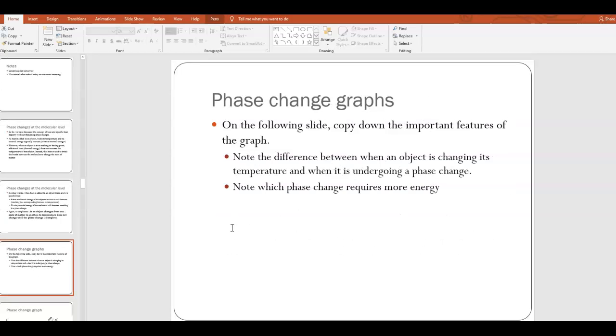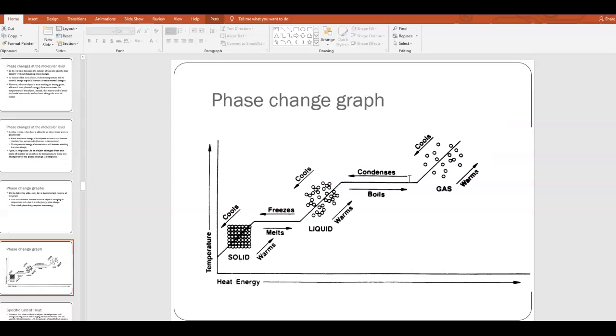Okay, so there's a graph, and I would like you to put this graph in your notes. As you're putting this graph in your notes, note the difference between when an object is changing its temperature and when it's undergoing a phase change, and note which phase change requires more energy. And so this is a graph that is made. On the y-axis we have the temperature of an object, and on the x-axis we have heat energy, which is Q. And of course this is T.